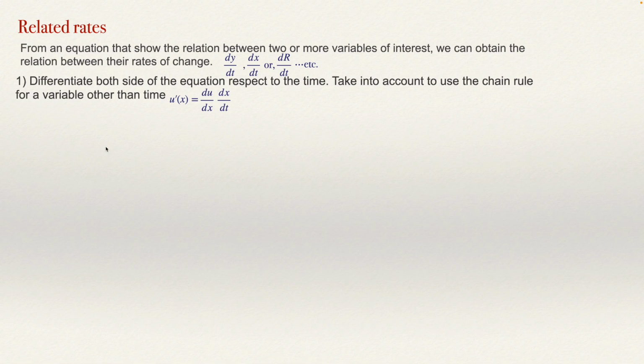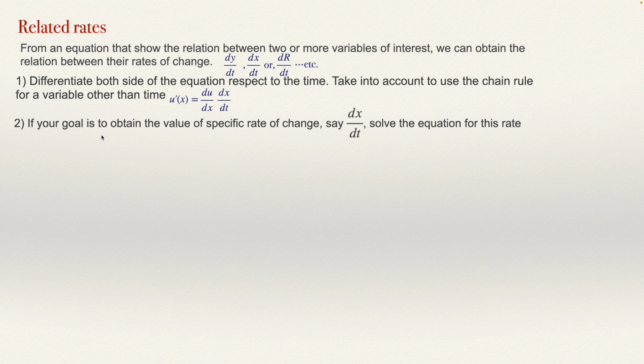And as a second step, if your goal is to obtain the value of a specific rate of change, and that is always the case, say dx/dt, your goal is to find dx/dt, solve the equation for this rate. Usually there is a third step. Usually you need to find this derivative at a specific point of time.